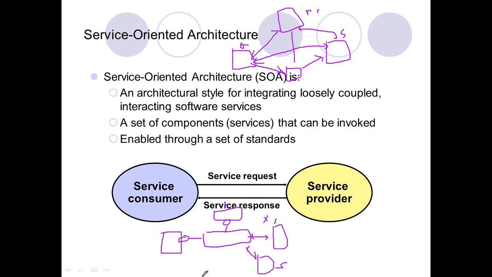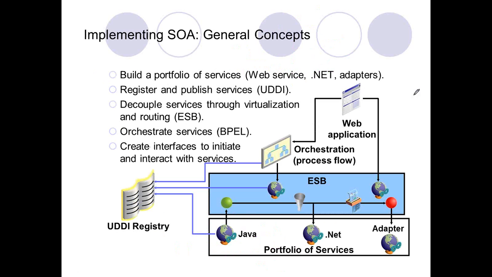So let's talk about the general concepts of how SOA is implemented. I won't go very deep, but this will come up again when we talk about it in our classes. First, we create a portfolio of services. A service is anything that is a unique piece of work, and services are implemented as web services. So I create web services, for which I can use Java, .NET, or Apple data provider.